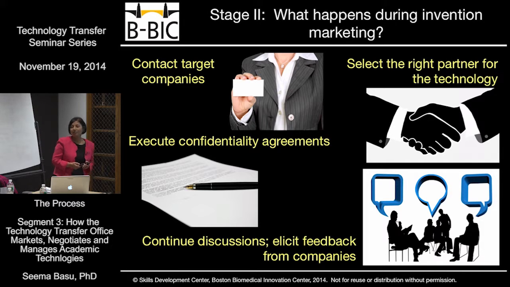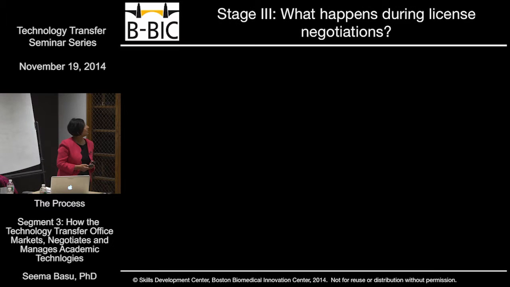So if you're in the lucky place of having many partners, you select the right partner for that technology, and you move to stage 3, which is that you enter into license negotiations with that partner.